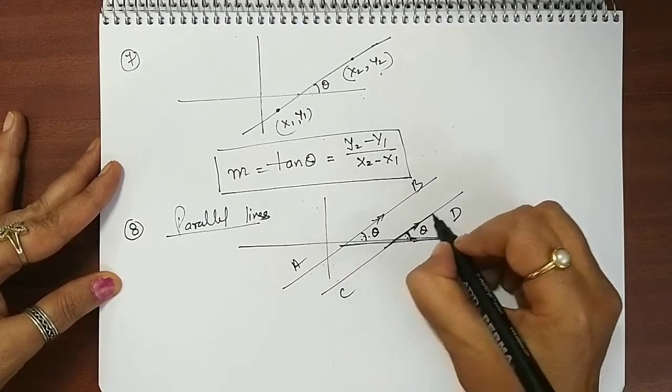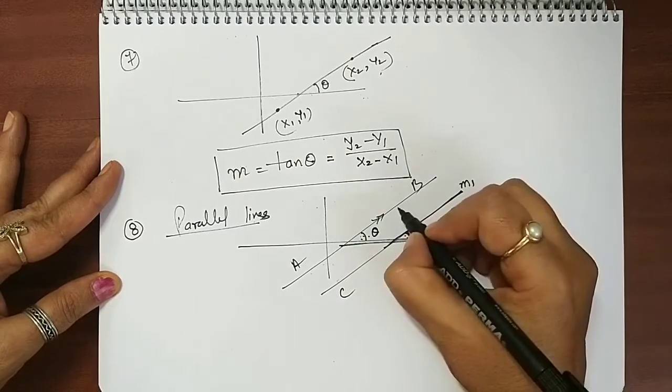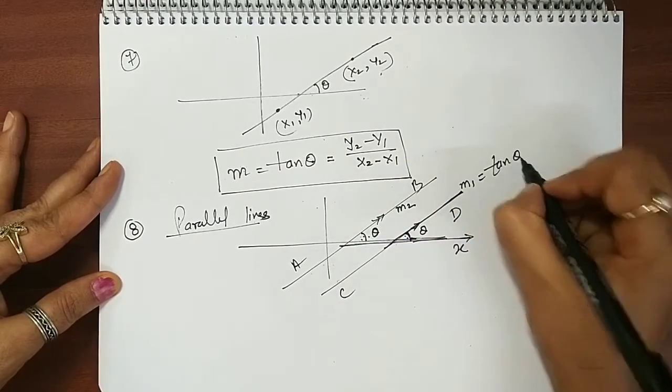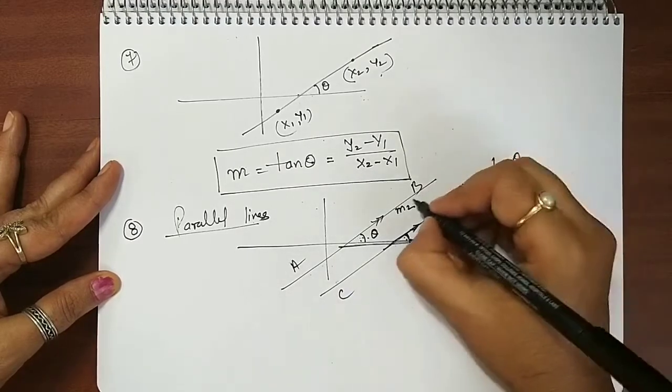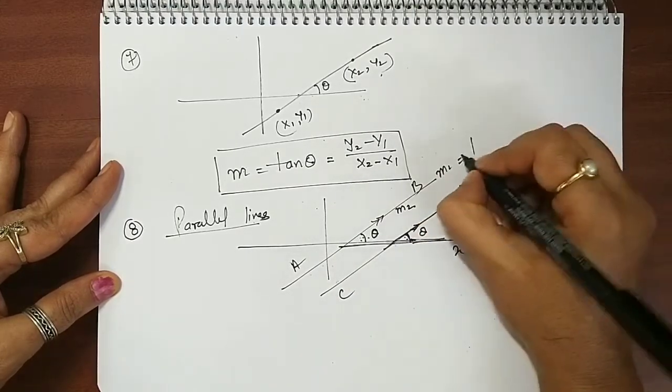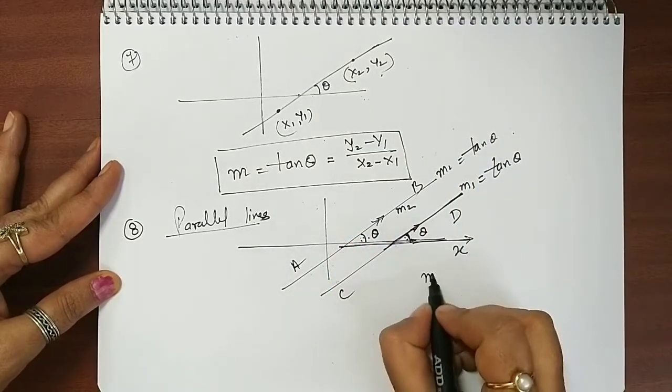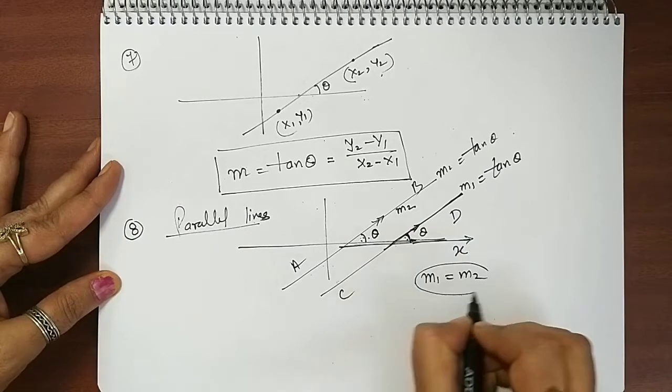And suppose the slope of this line is m1 and slope of this line is m2. So can I say m1 is tan theta because the inclination is theta? Can I say m2 is also tan theta? So don't you think if both are parallel, so for sure m1 is equal to m2.